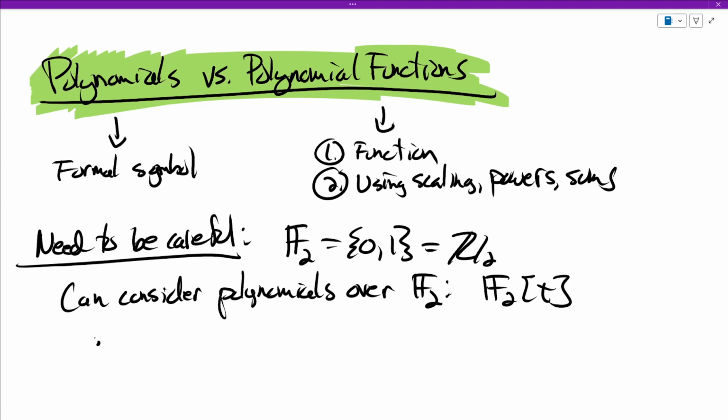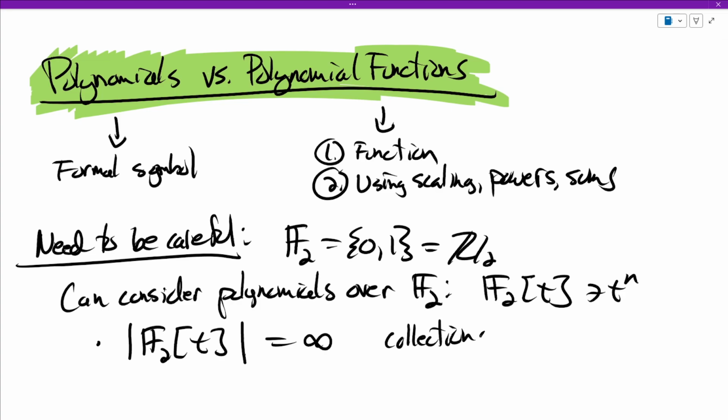What do we know about this? Well, I know that T to the n is certainly there for any non-negative power n. So in particular, there's at least as many polynomials over F2 as there are natural numbers. In fact, they have the same cardinality. But I just want to point out that there's an infinite number of them, right? So the collection of all polynomials is infinite.